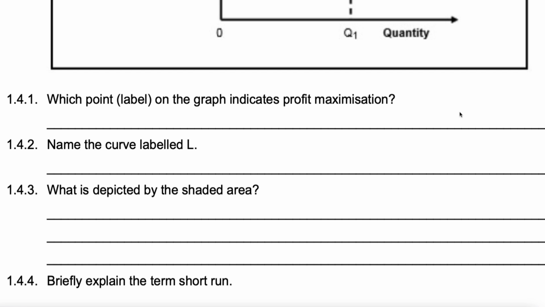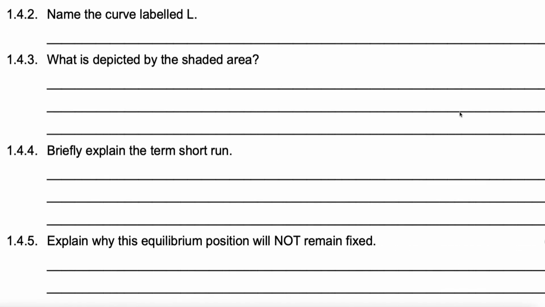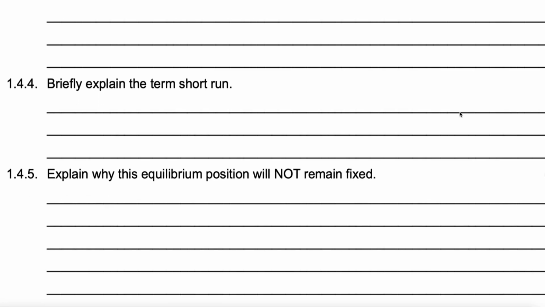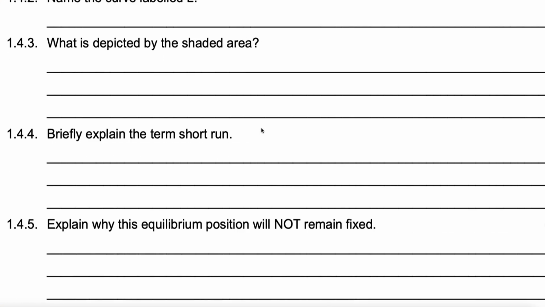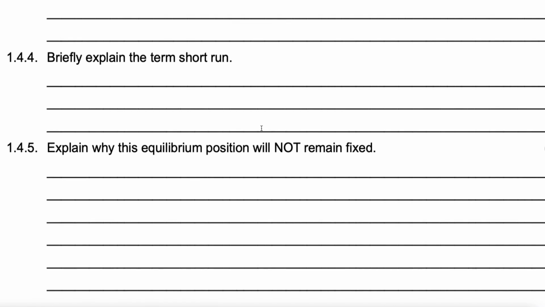Okay, where fixed costs do not change. I agree with you. Well, is that the last one? No, we also have this one. Explain why this equilibrium position will not remain fixed. So why would this not remain fixed? The equilibrium position we are referring to is the economic profit. So how would this economic profit not remain fixed? In other words, what would it change into?